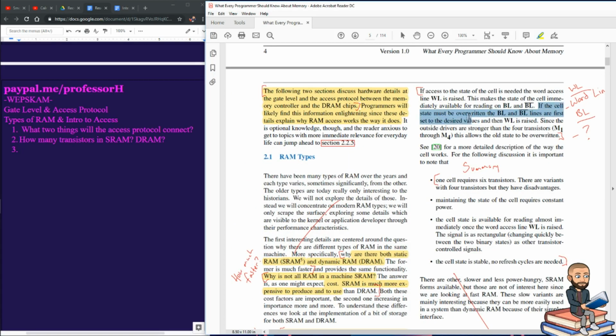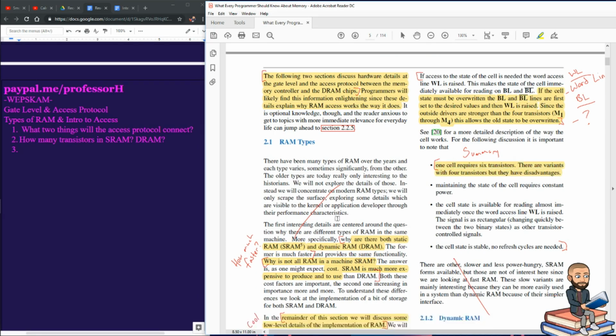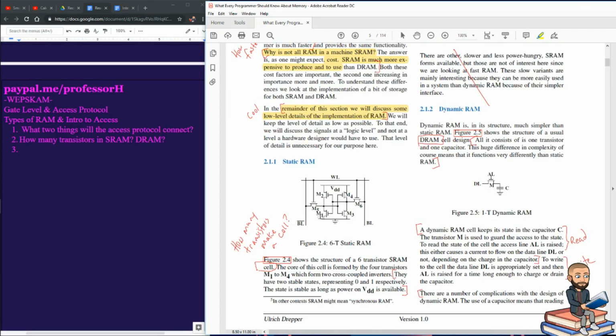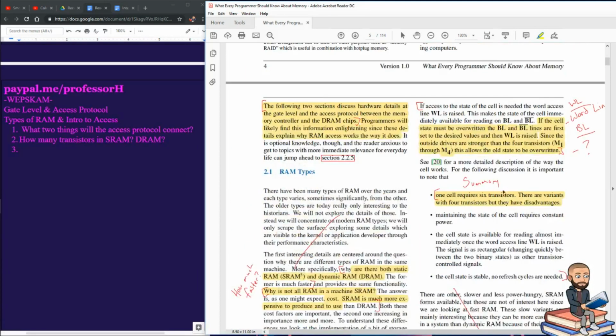If the cell state must be overwritten, the BL and BL inverted lines are first set to the desired values, and then the word line is raised. Since the outside drivers are stronger than the 4 transistors, this allows the old state to be overwritten. I'll go into more detail later on how cells work. But let's read a summary. One cell requires 6 transistors. There are variants with 4 transistors, but they have disadvantages. So this must be a summary on just SRAM. I got ahead of myself by explaining DRAM a little early.